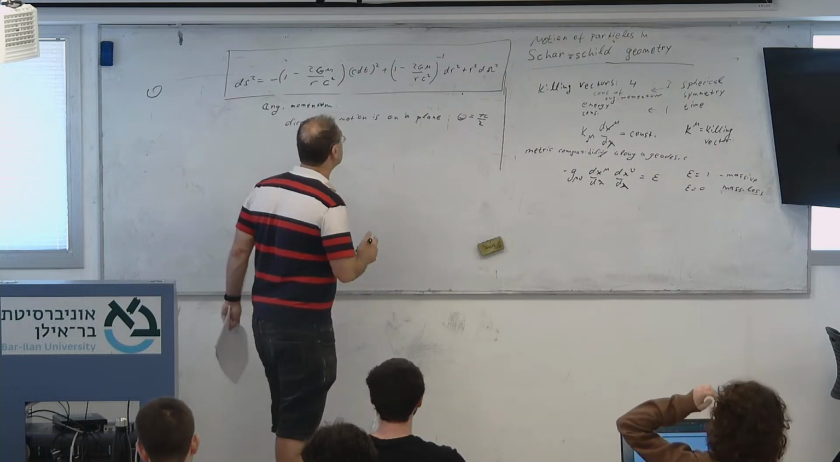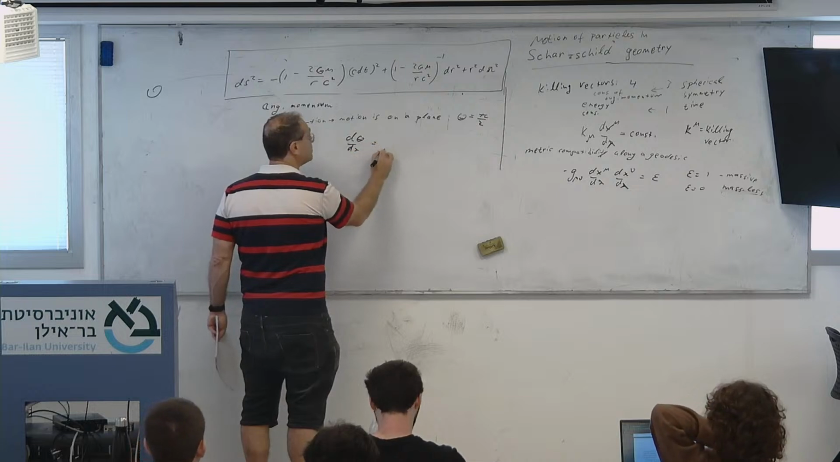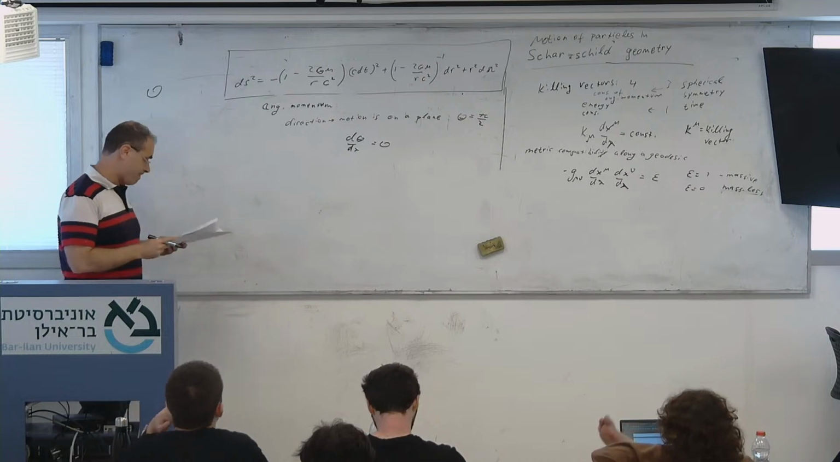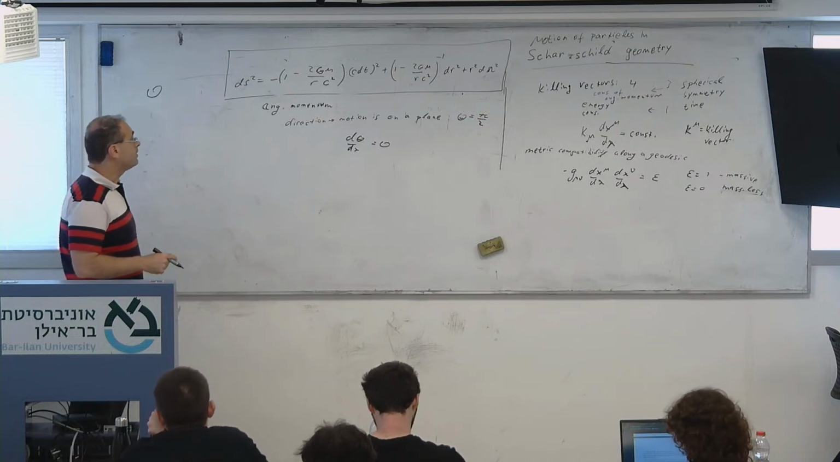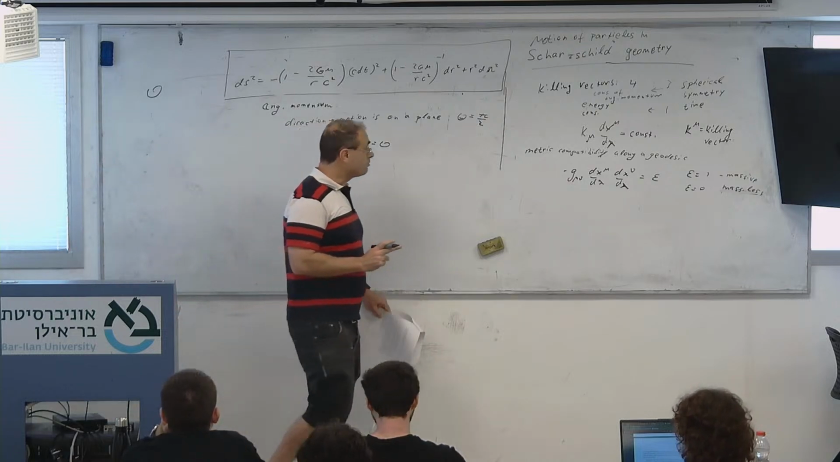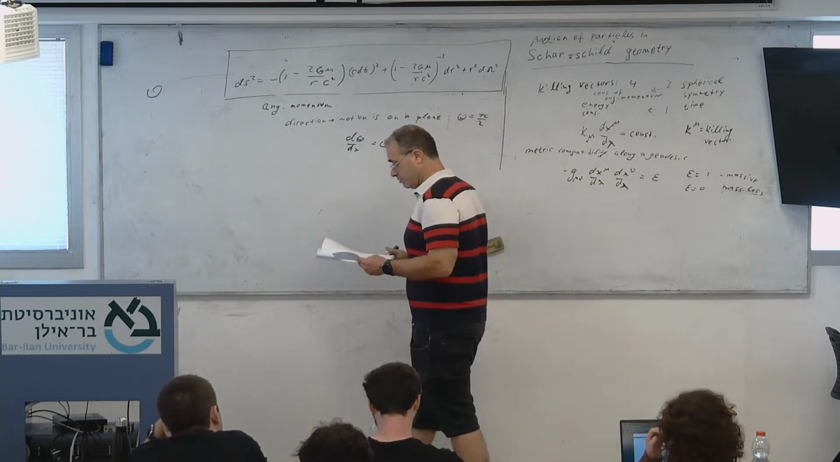Which means, of course, that d theta over d lambda is 0. Theta is constant. So the other two Killing vectors: one is conservation of energy, and one is conservation of the magnitude of the angular momentum.